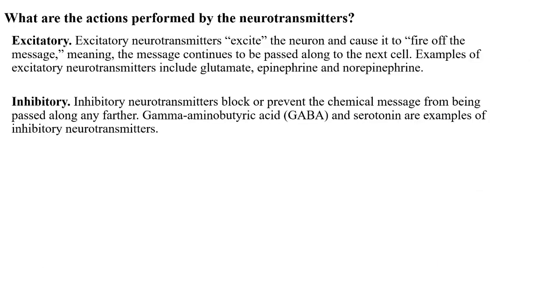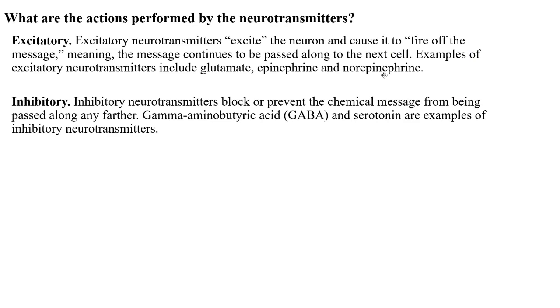So what are the actions performed by the neurotransmitters? Two types of actions can be performed, excitatory or inhibitory. What are excitatory neurotransmitters? They basically excite the neuron and cause it to fire off the message, meaning the message continues to be passed along to the next cell. And what are examples of excitatory neurotransmitters? Glutamate, epinephrine, norepinephrine. What are inhibitory neurotransmitters? These block or prevent the chemical message from being passed along any further.